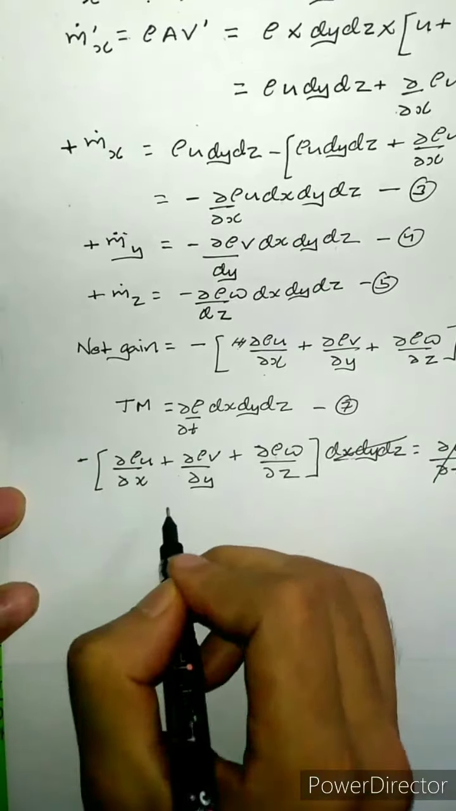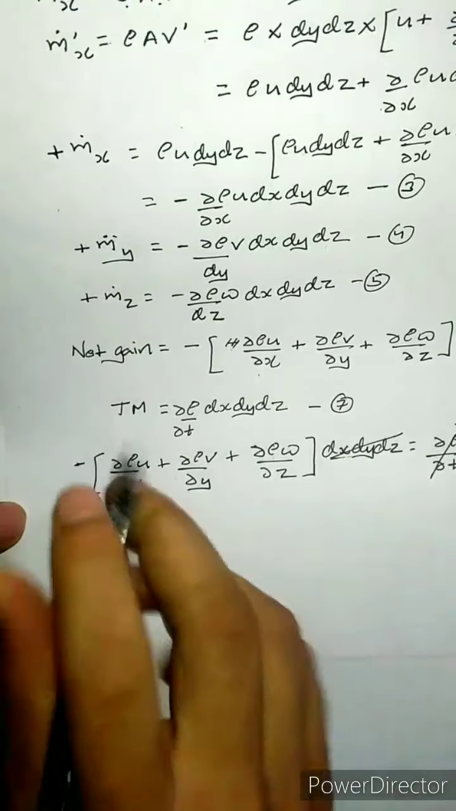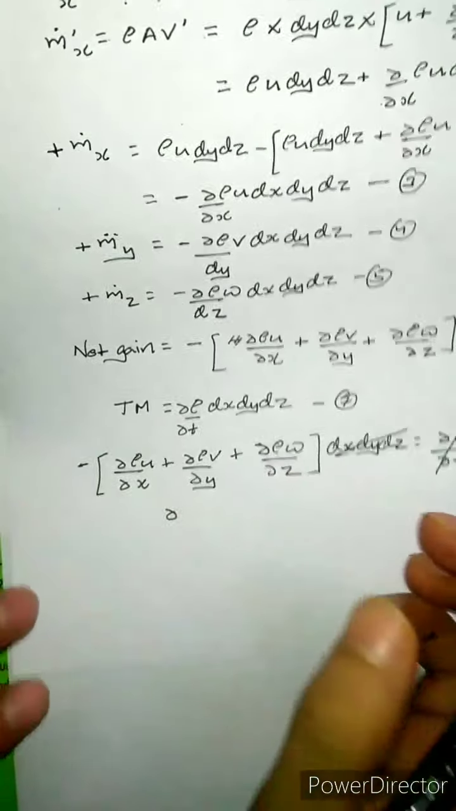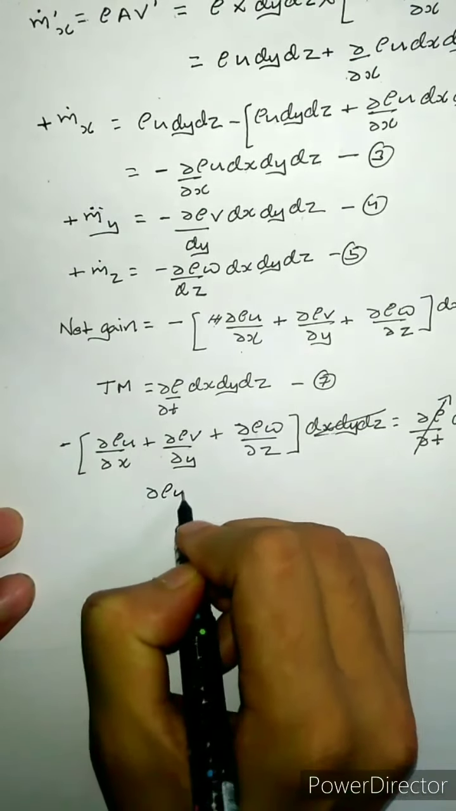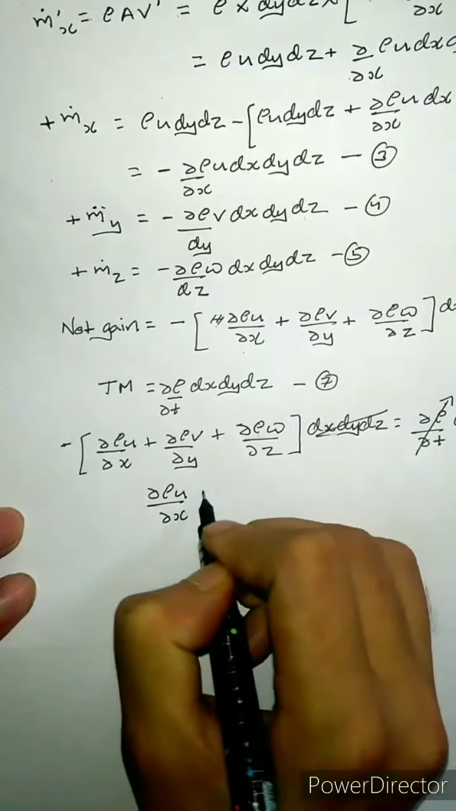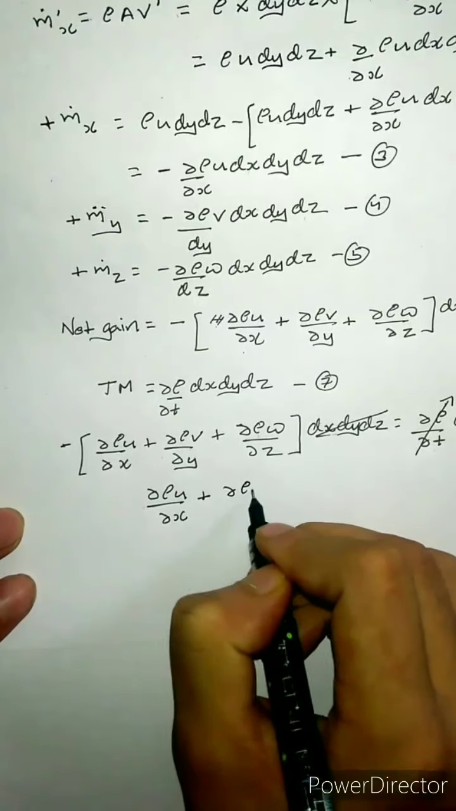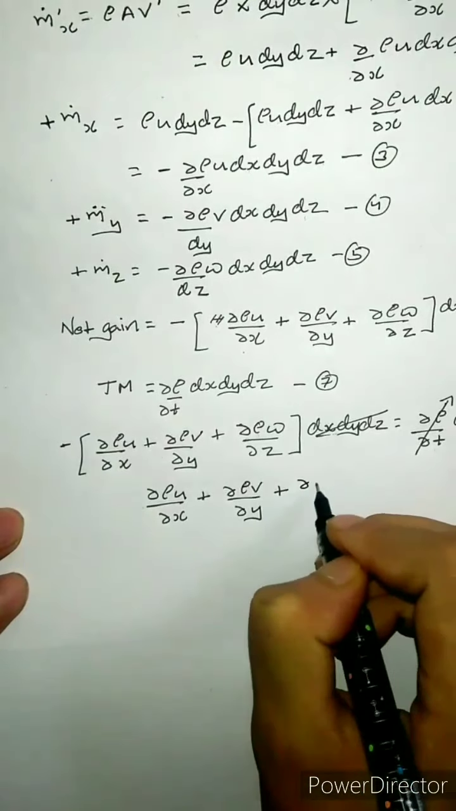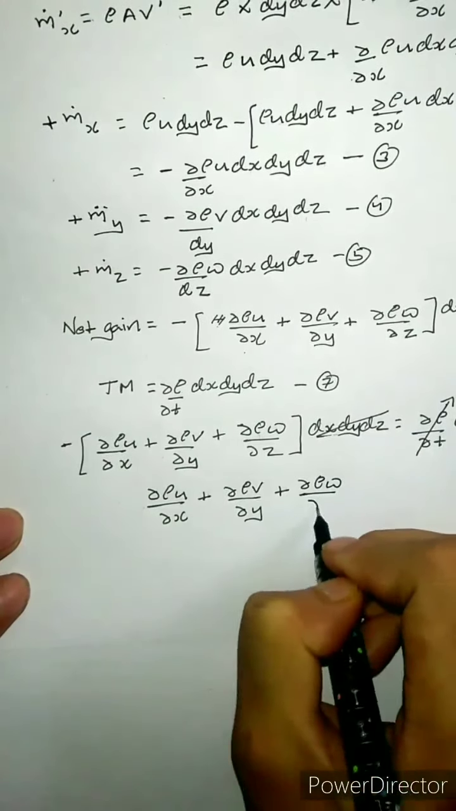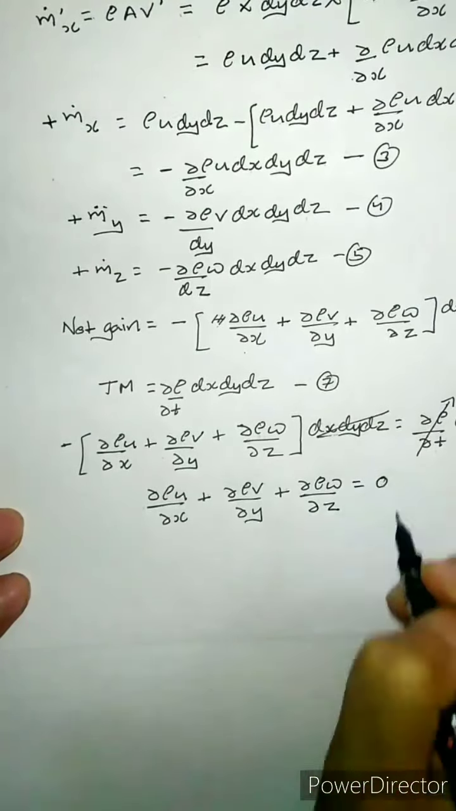Now the equation becomes del of rho u upon del x plus del of rho v upon del y plus del of rho w upon del z equals to 0.